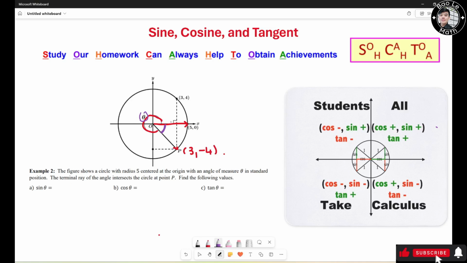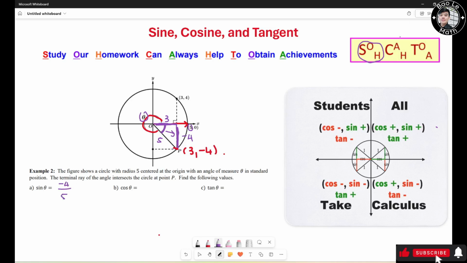So for sine theta, I'm going to apply trigonometry in the right triangle over here. The radius right here equals phi. Now, the x value is going to be from here to here, and the x value is 3. The y value right here is going to be -4. So, sine theta, we use opposite over hypotenuse. Opposite means -4, hypotenuse means phi.